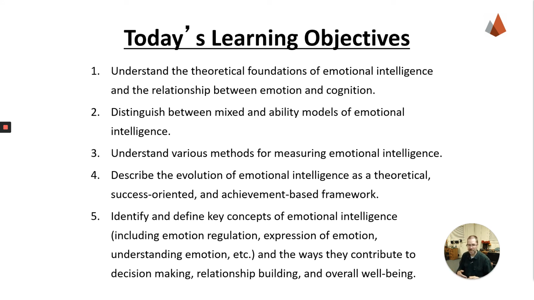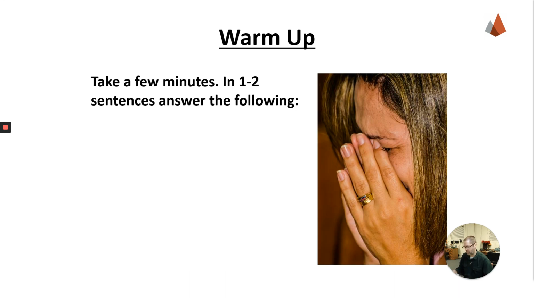3, understand various methods of measuring emotional intelligence. 4, describe the evolution of emotional intelligence as a theoretical, success-oriented, and achievement-based framework. Framework for what? For determining intelligence within the confines of one's emotions or evaluating someone else's emotions. Identify and define key concepts of emotional intelligence, including emotion regulation, expression of emotion, understanding emotion, etc., and the ways they contribute to decision-making, relationship building, and overall well-being.